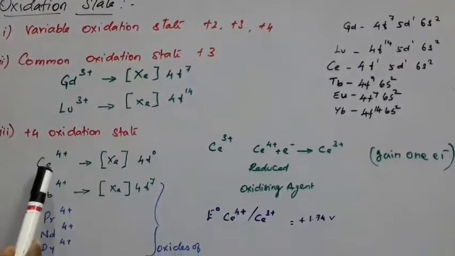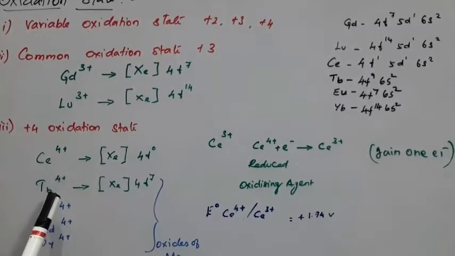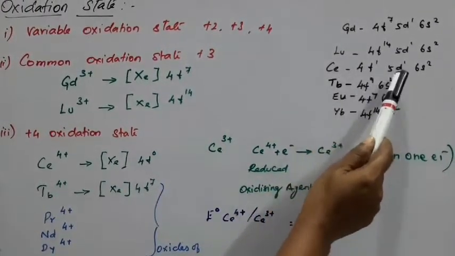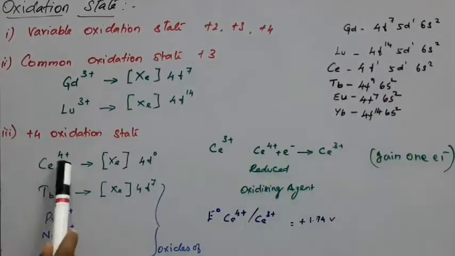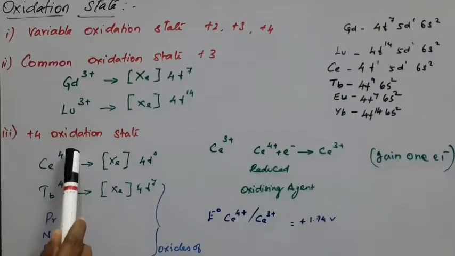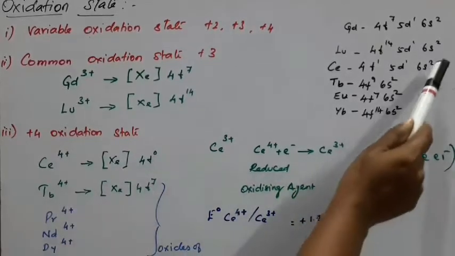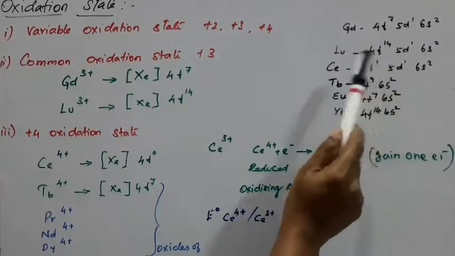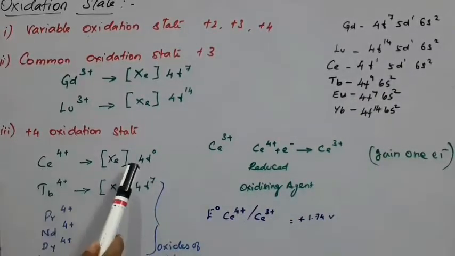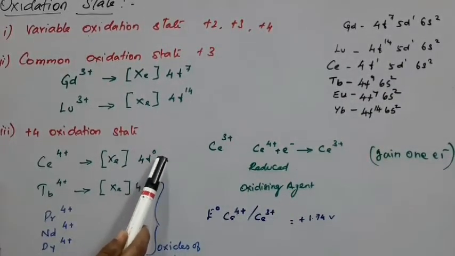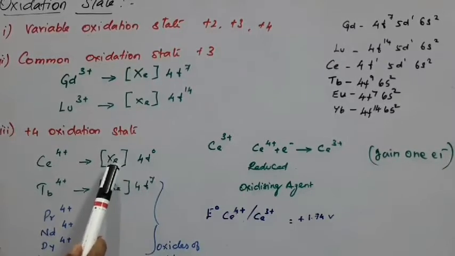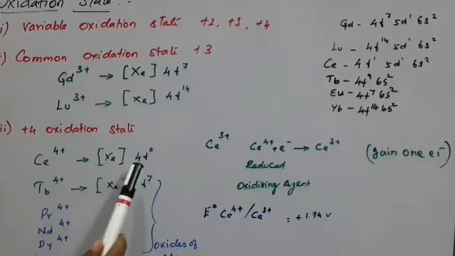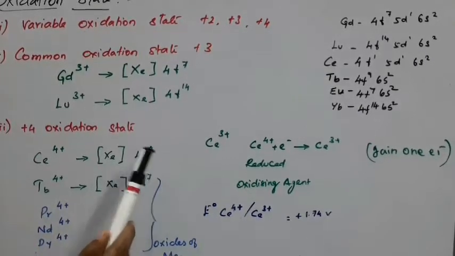Cerium and terbium. For cerium, its configuration is 4f1, 5d1, 6s2. For the 4+ state, we have to remove 4 electrons: 2, plus 1, 3, plus 1, 4. So cerium becomes 4f0, and it attains a noble gas configuration like xenon. Okay, xenon core element, so this is a stable configuration.